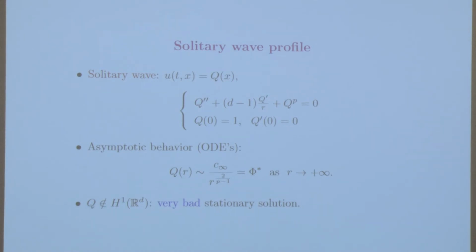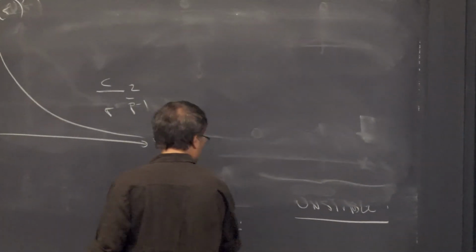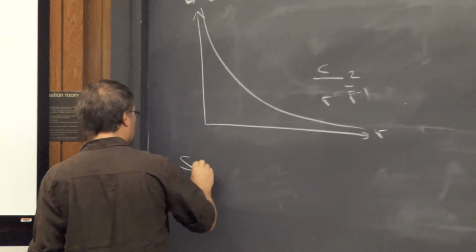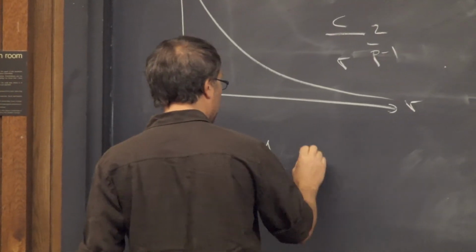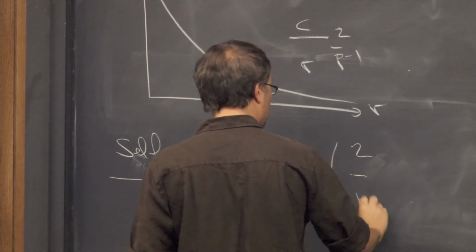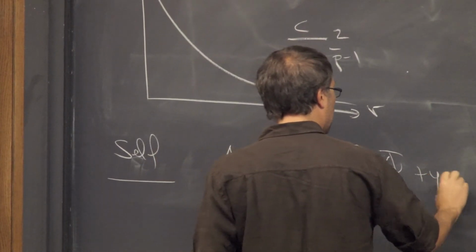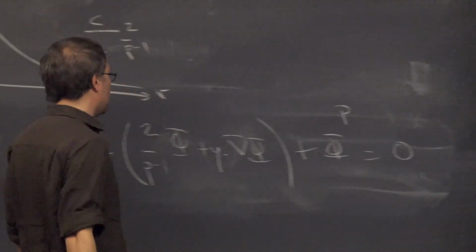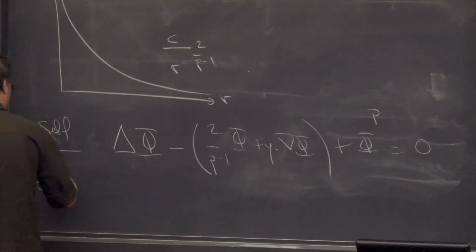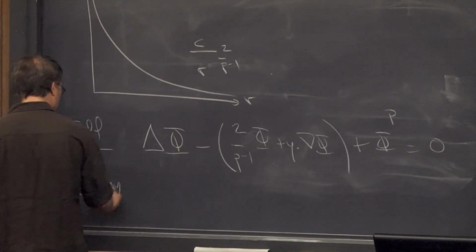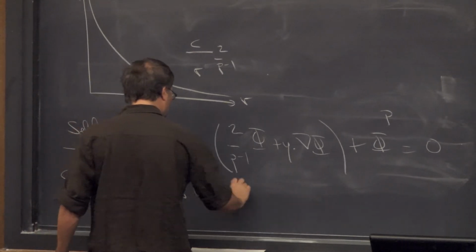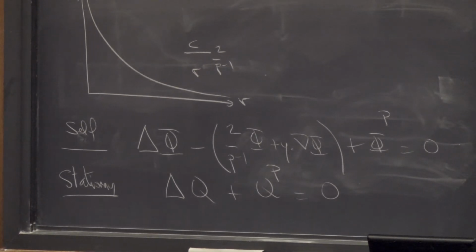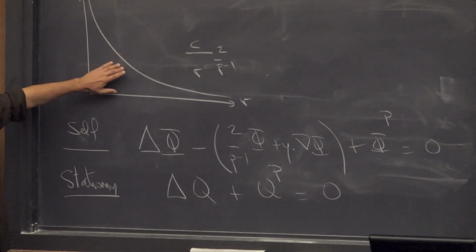This is the very interesting thing. So what is the stationary solution? Let me recall, the self-similar equation is Laplace phi minus 2 over p minus 1 phi plus y dot grad phi plus phi to the p equals 0. If you look for a stationary solution, I'm going to write it like that. It's Laplace Q plus Q to the p equals 0. So we find a solution to this. It's this ugly guy, which is homogeneous.